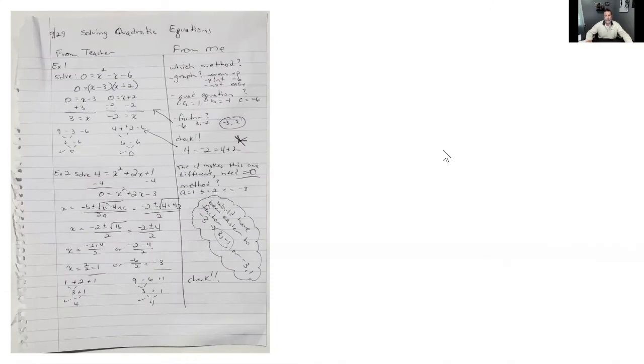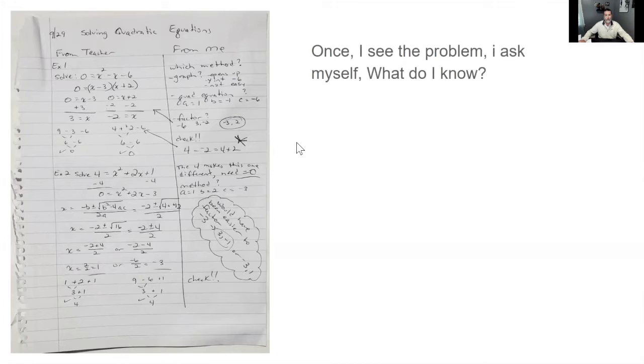Thinking about note taking in the math classroom, I always want to think about what I'm getting from the teacher and the important information the teacher's giving me, but also what am I getting from myself? What do I bring to the table? Teacher always tells me, what do I already know about this problem? And I know, for instance, it's always supposed to be equal to zero.